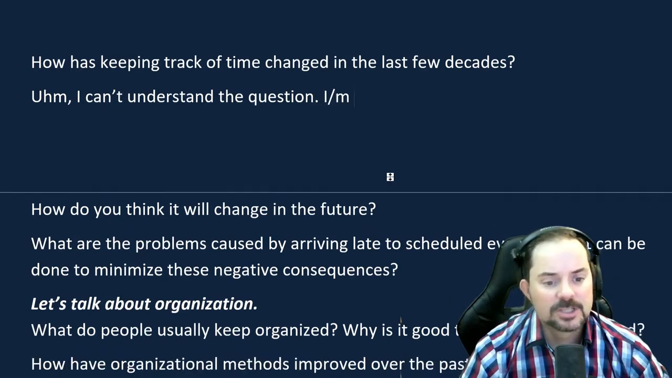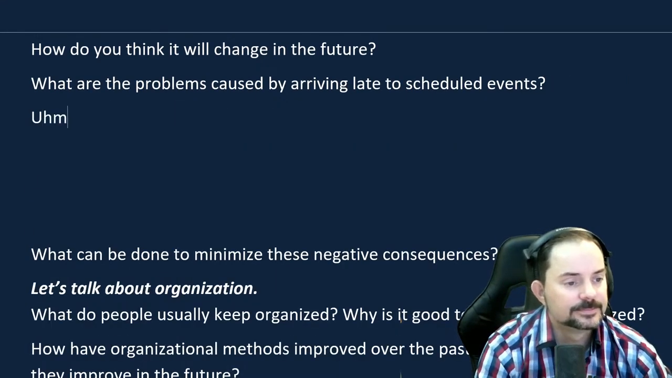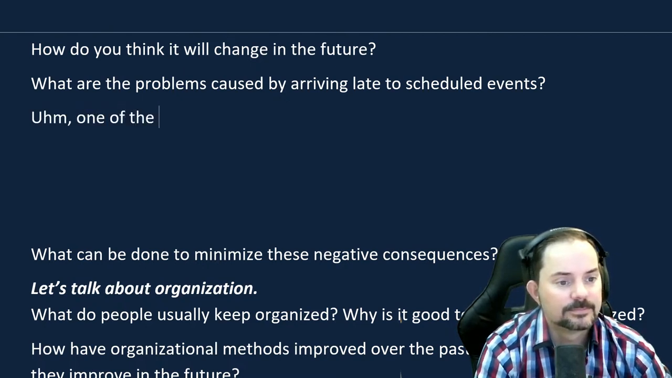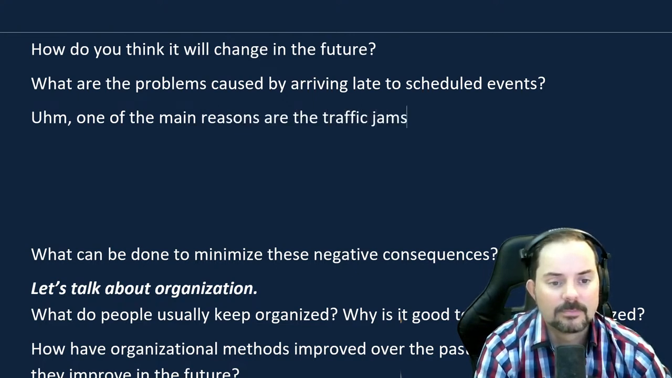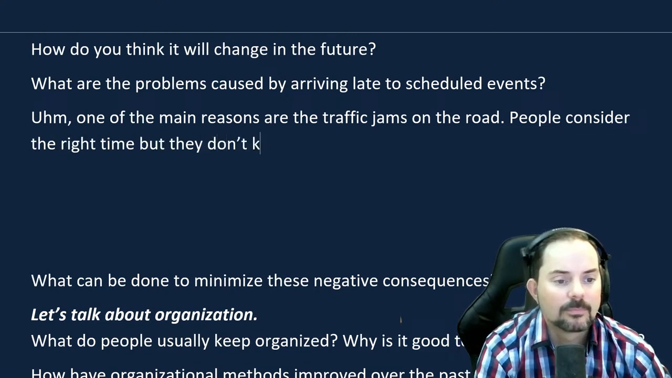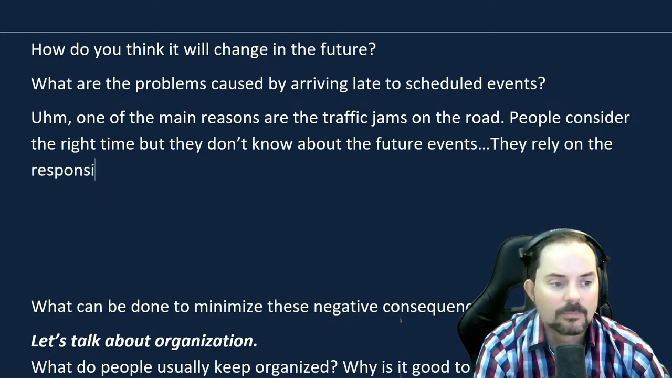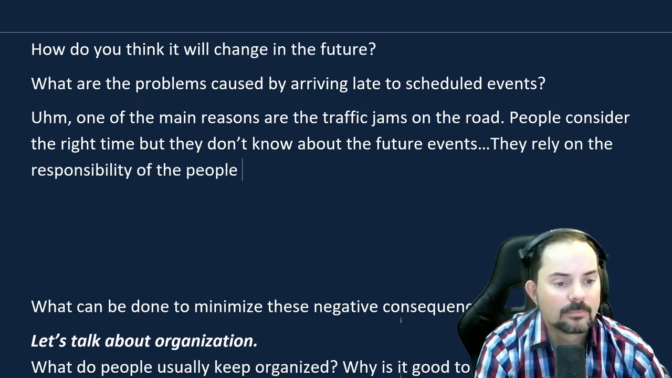What are the problems caused by arriving late to scheduled events? One of the main reasons is the traffic jams on the road because people consider the right time and they don't know about future events such as road issues. As I mentioned, one of them is the traffic jam. And the second reason may rely on the responsibility of people, because many people just think that they will not be late, but in reality, they are not liable. So this may be some of the reasons.